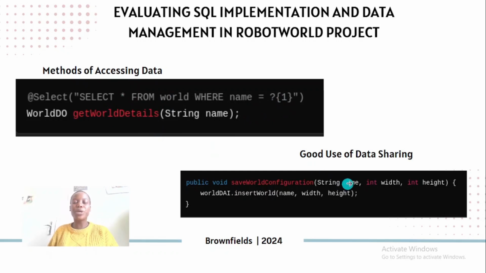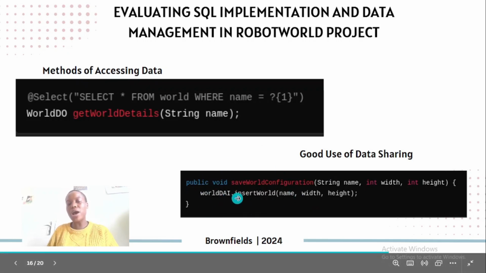The next one will be good use of data sharing. This method shows how data sharing is managed within the application. It ensures that new world configurations are consistently saved and available across different parts of the application. So in this snippet, we are saving our configurations into our world DAO where we inserted our world.